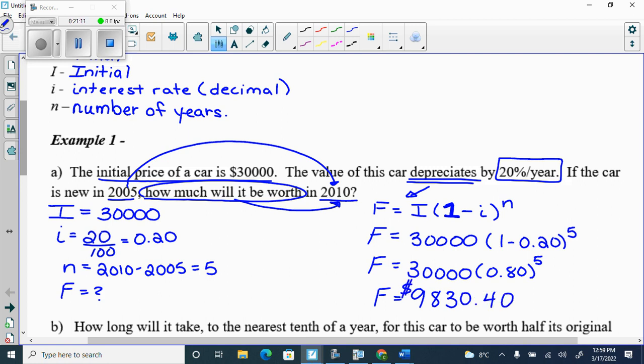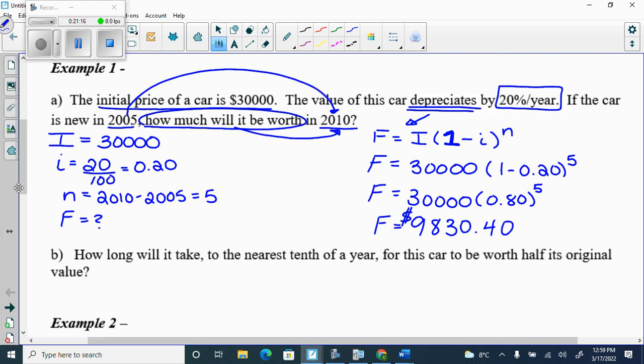$1,830. Now, if this was a test, it says, how much is the car worth in 2010? You have to have a sentence. And these ones are the easiest sentences to make. You're just rewording that question. So, the car will be worth $9,830.40 in 2010. Do we all agree? Everyone get that?